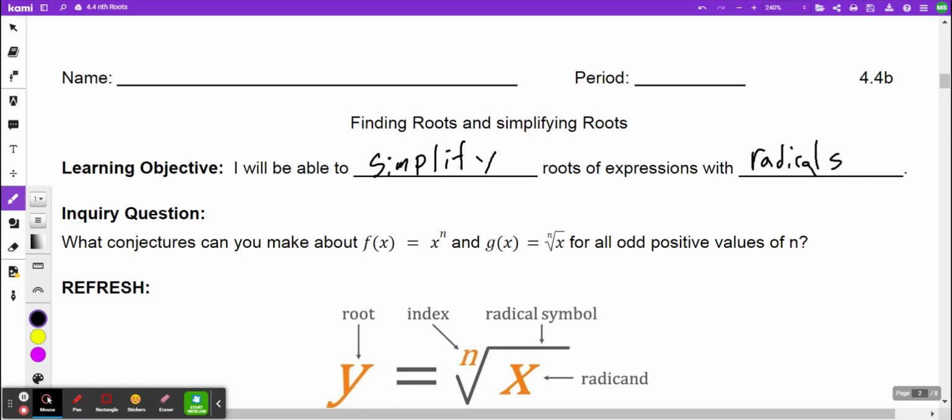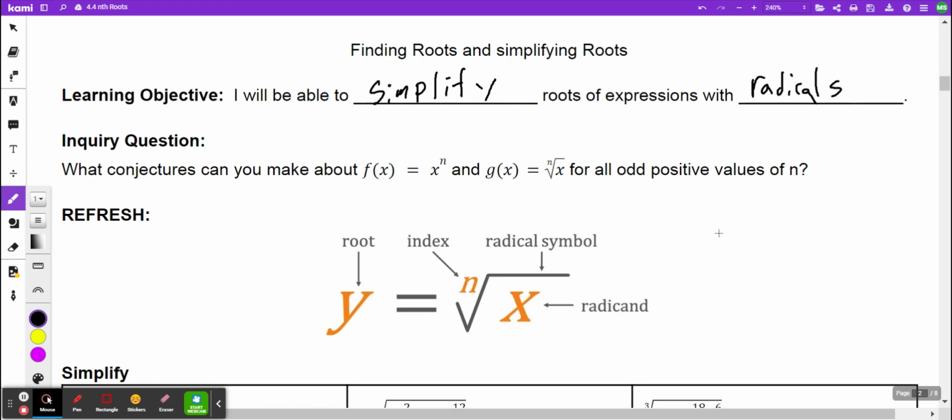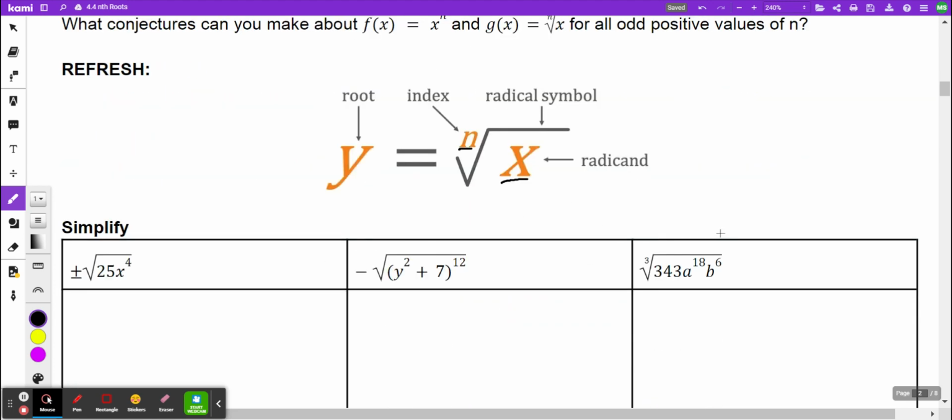I'll be able to simplify roots of expressions with radicals. So, let's go over this. Remember that the index is the number above this radical sign. We're going to be dealing with the radicand right here. Basically, we're going to take this information, do something to this radicand, and simplify it.